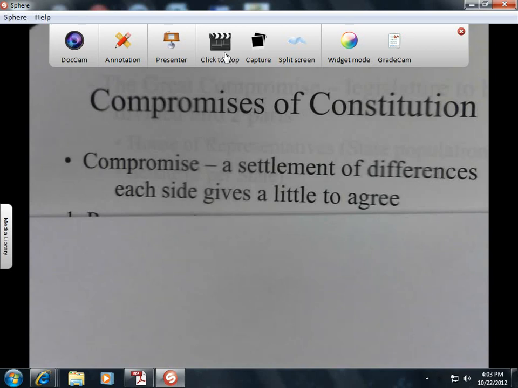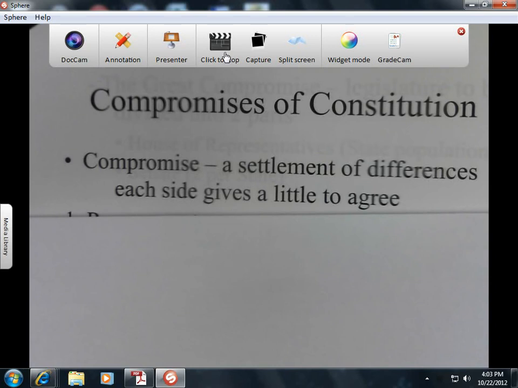Okay, so this is part two of the Constitutional Convention. I'm going to start again because there are three major compromises that came out of the convention. Let's take a look at the vocabulary word of compromise. A compromise is a settlement of differences. Each side gives a little in order to agree.